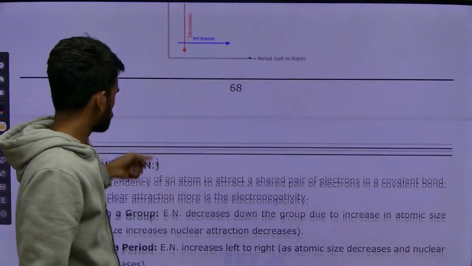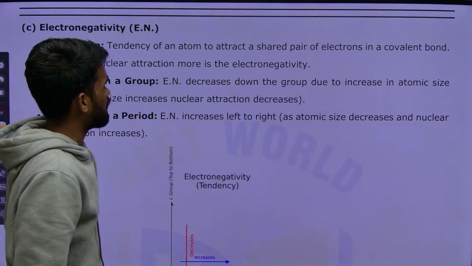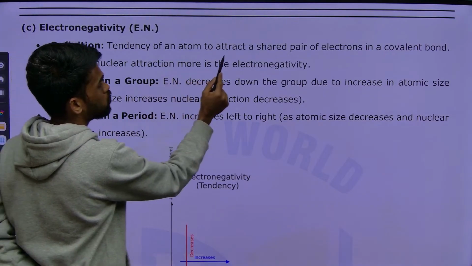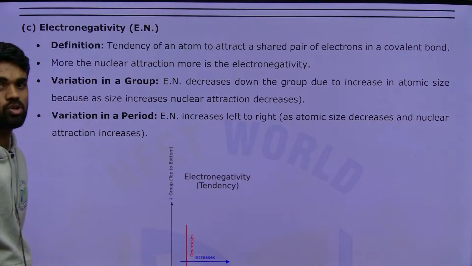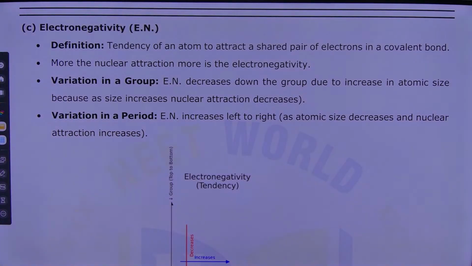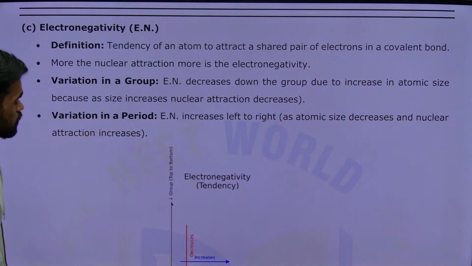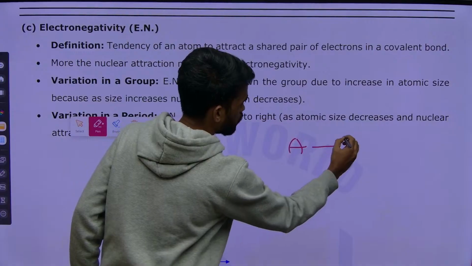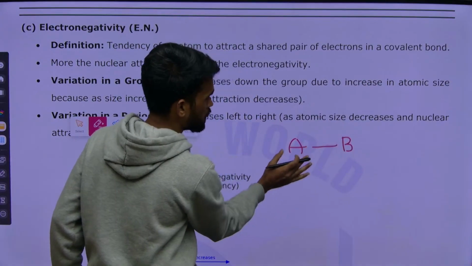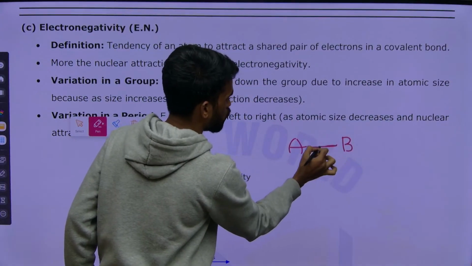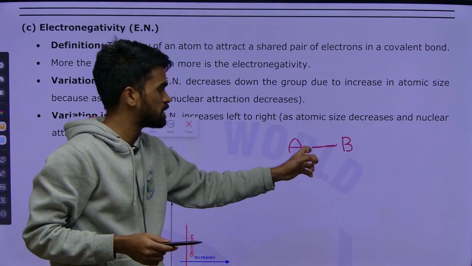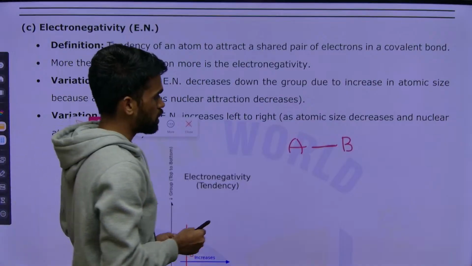Next, what do we mean by electronegativity? Electronegativity means the tendency of an atom to attract a shared pair of electrons in a covalently bonded molecule. See here what I am saying, you just take an element A connected with element B with a covalent bond. Okay. So, now depending upon the electronegativity of this A and B, this bond gets polarized.